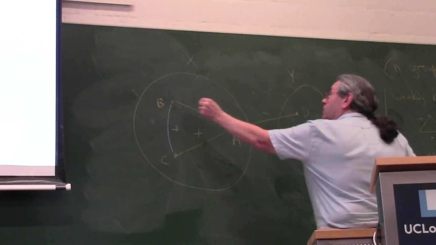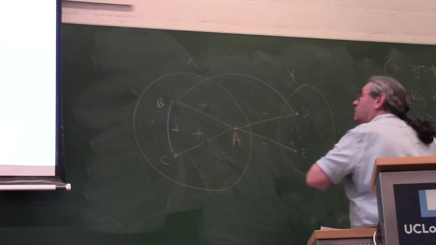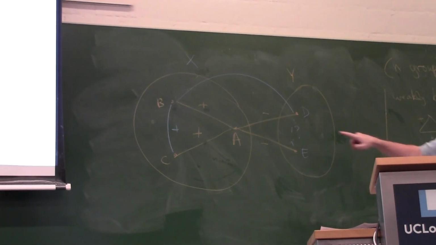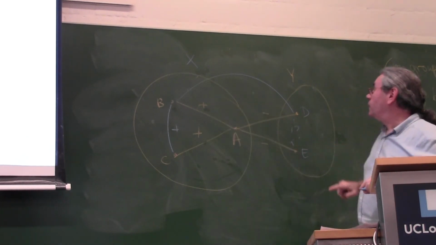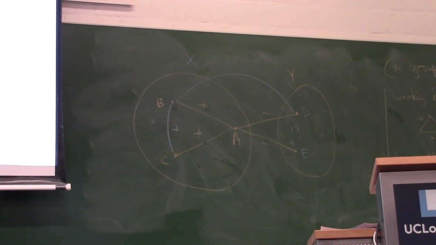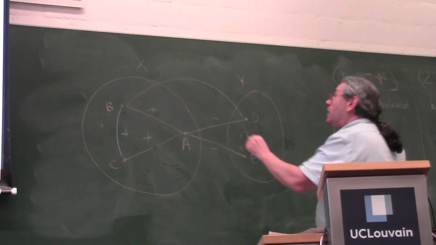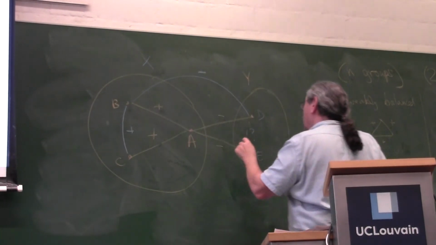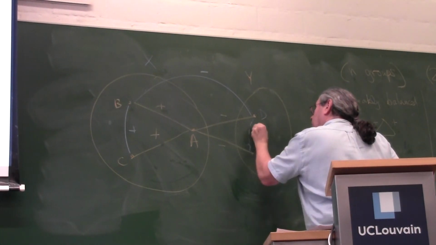Okay, what about between B and D? We have a plus and a minus. So it's not this or this one, it has to be this one. A plus and a minus. So the third one has to be a minus. Okay, good.